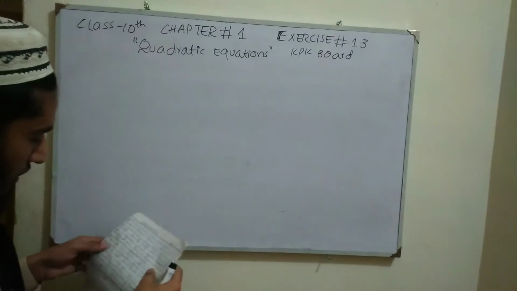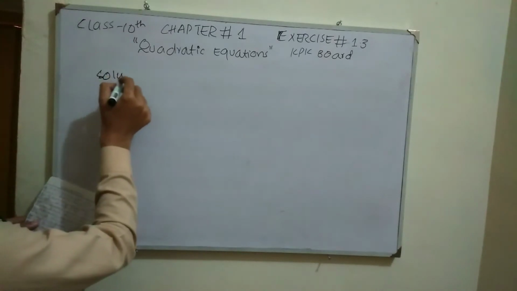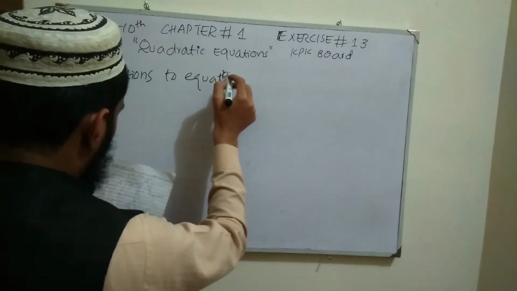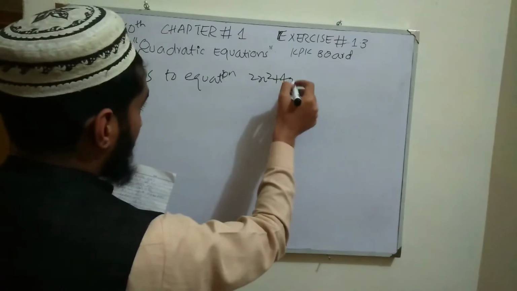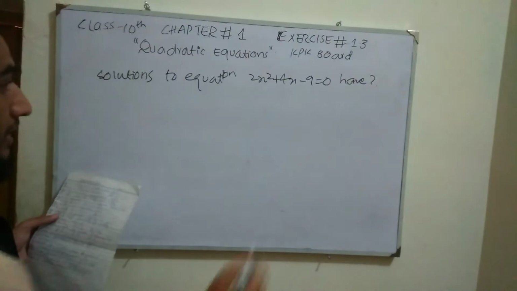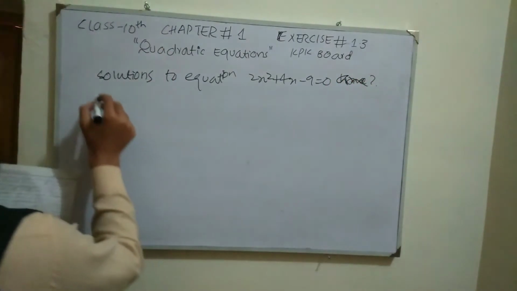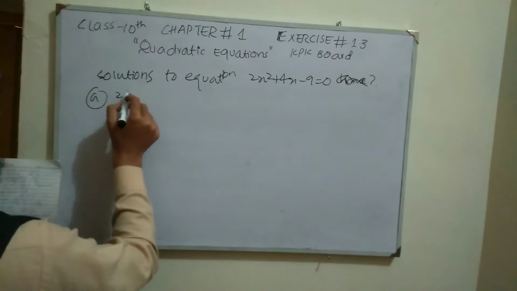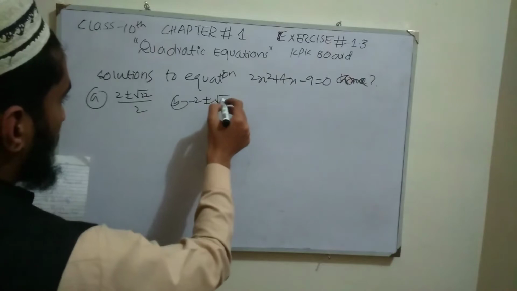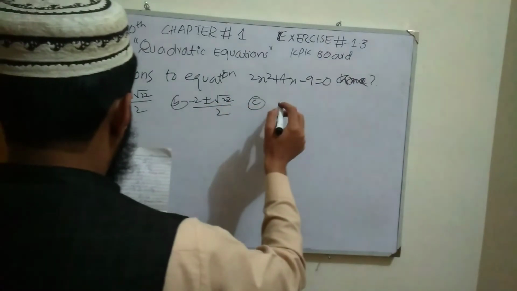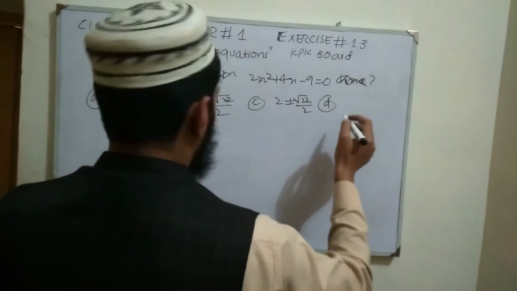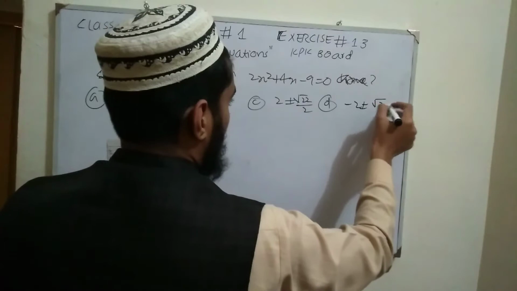Move to question number 5. Solutions to the equation 2x square plus 4x minus 9 is equal to 0 are: Option A is 2 plus minus under root 22 divided by 2. Option B is minus 2 plus minus under root 22 divided by 2. Option C is 2 plus minus under root 22 divided by 2, and the last option is minus 2 plus minus under root 22 divided by 2.